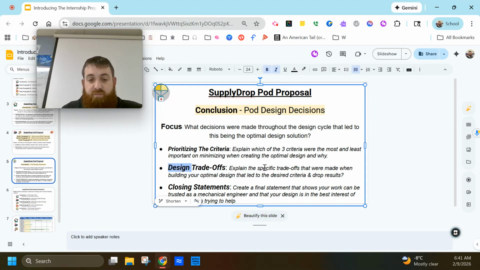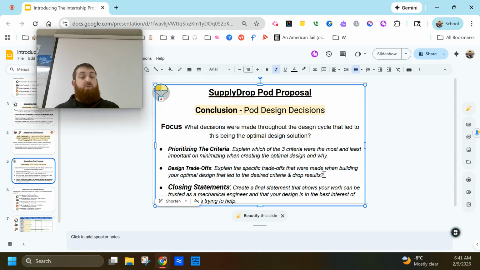Design trade-offs. Okay, this is where we focus on what sort of trade-offs did you get that allowed you to be successful when creating your optimal design. Explain the specific trade-offs that were made when building your optimal design that led to your design criteria and results. So, did you trade off that small parachute for that large parachute? Did you trade off 10% packing peanuts for 30% packing peanuts? What were those trade-offs that allowed you to be successful?